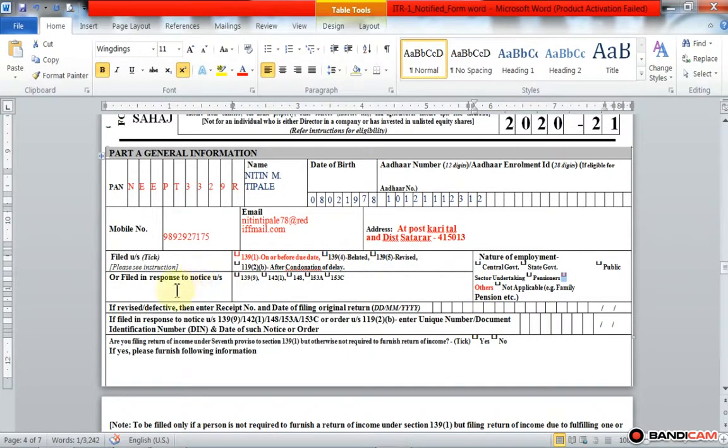Then here field row is 109, then it is nil.